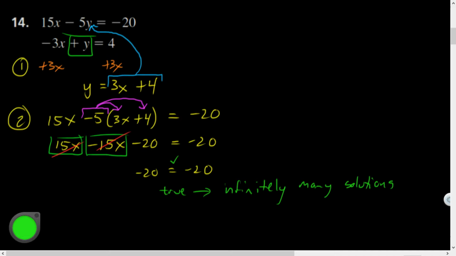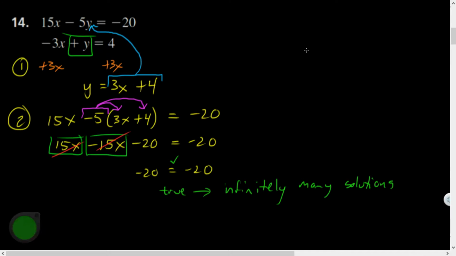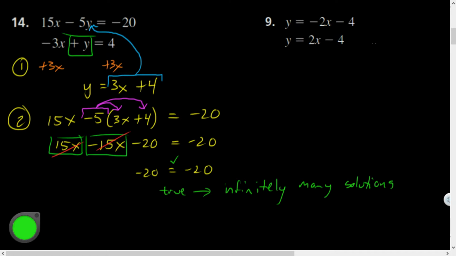For number 9? Well, 10 we just did. For number 9, these ones actually had the same y-intercept but different slopes, and since they have different slopes, they're going to intersect somewhere. So this one will actually have one solution somewhere.